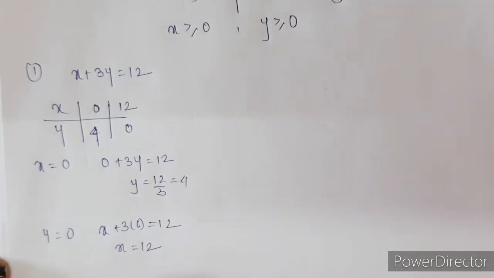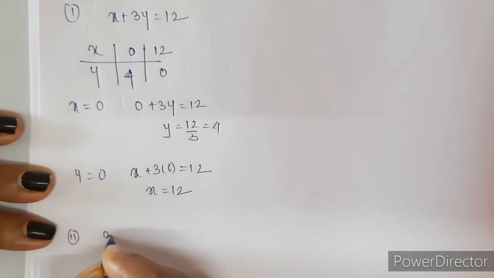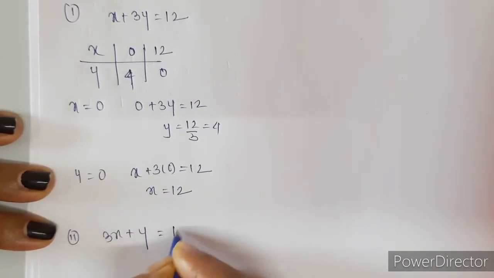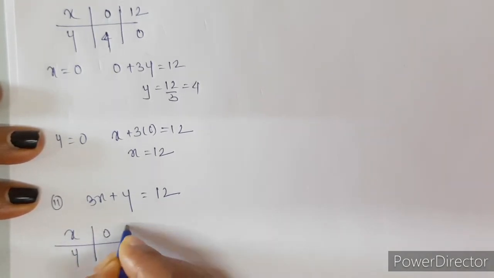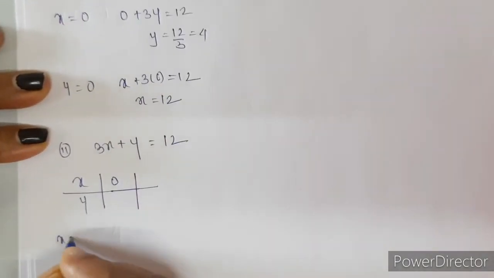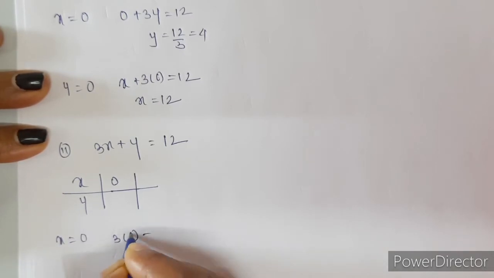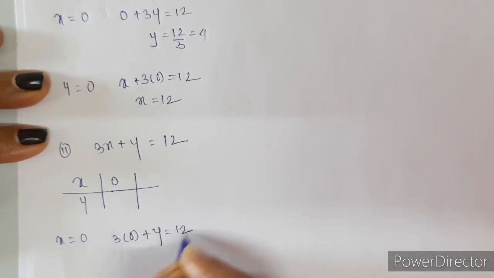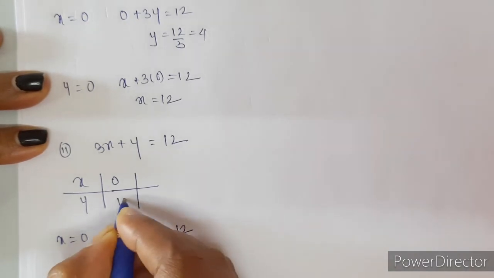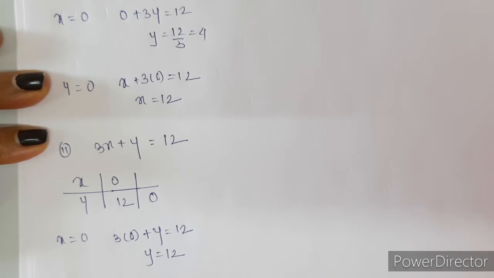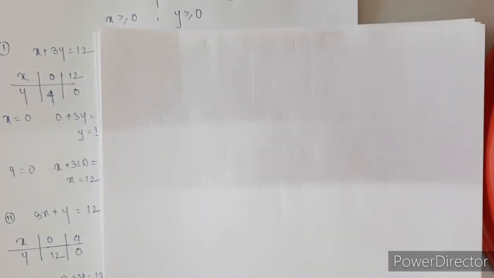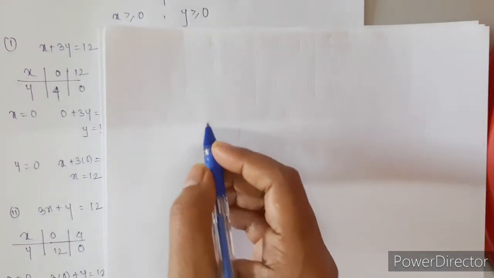Now take the second equation. What is our second equation? 3x plus y equals 12. Again, same procedure. Substitute x to be 0 first. If x is 0, this will be 3 into 0 plus y equals 12, so the value of y is 12. Now take y to be 0. Then it is going to be 3x plus 0 equals 12. So we got our points. Now we need to plot the graph.